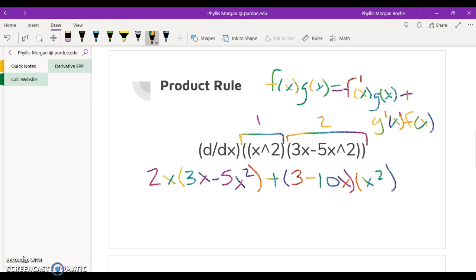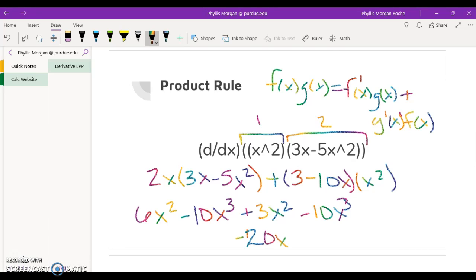And to clean this up a little bit, we're going to simplify everything. So this becomes 6x squared minus 10x cubed plus 3x squared minus 10x cubed. And to simplify that a little more, the final answer becomes negative 20x cubed plus 9x squared.